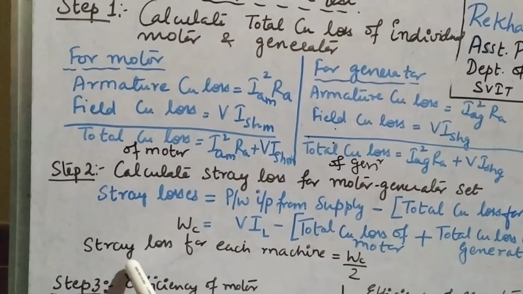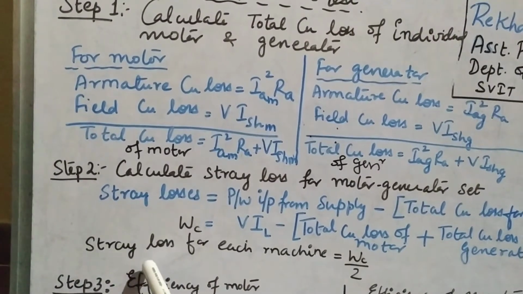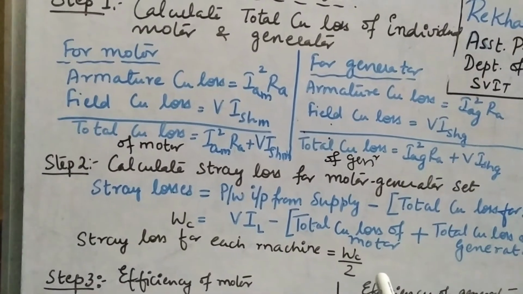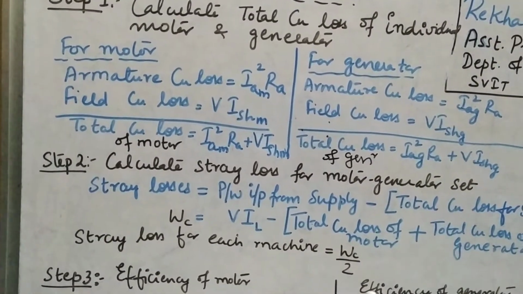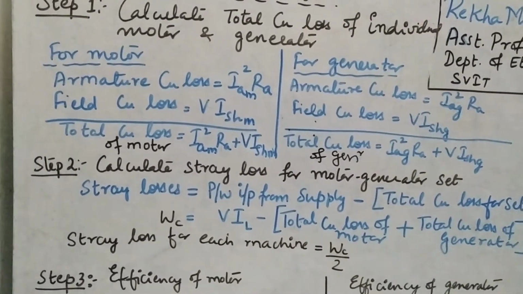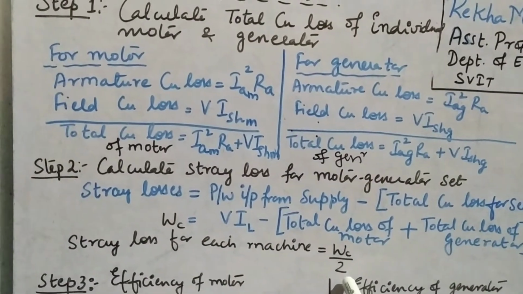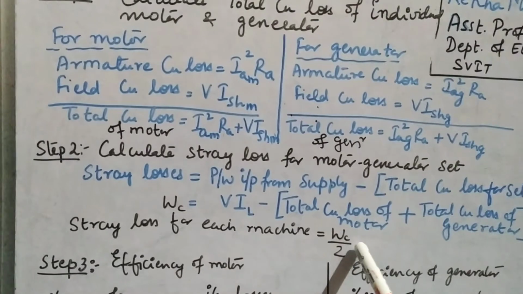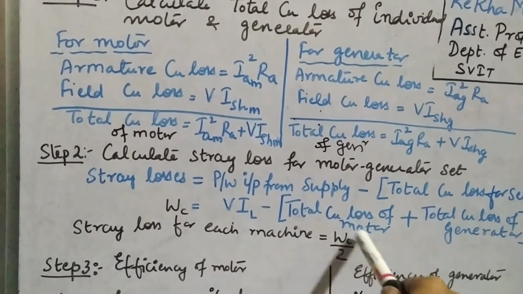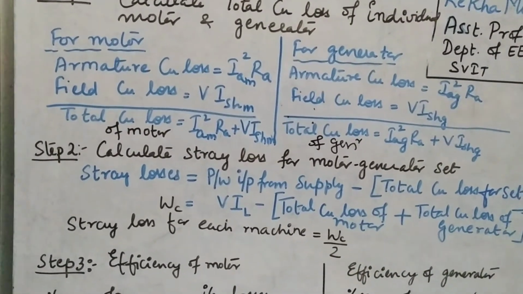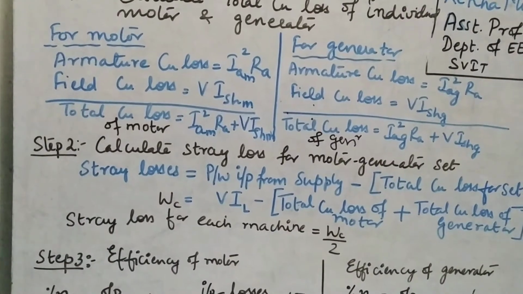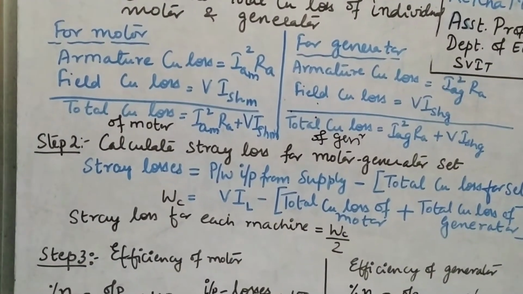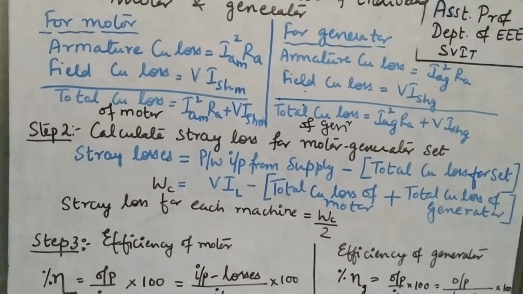If I need to calculate the stray loss for each machine, then it will be WC divided by 2, because both the machines are identical. So we have divided by 2. This value will be useful to substitute in the total loss when you are substituting in the efficiency formula. Okay. Last step, that is step number 3.